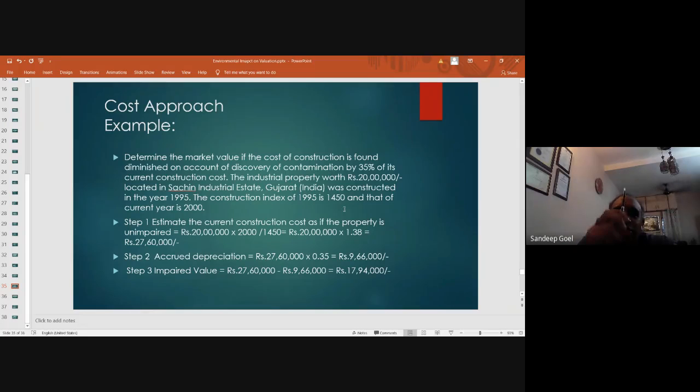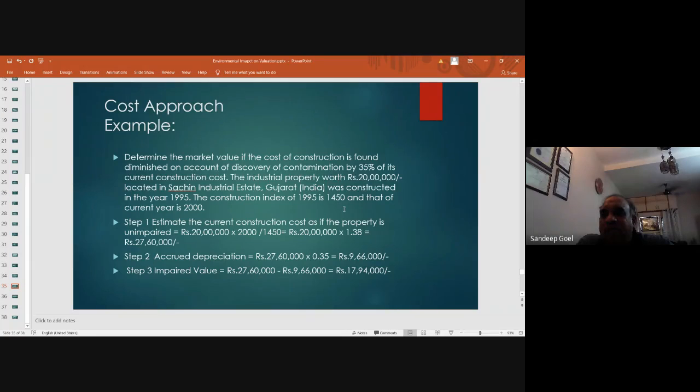Now, he is giving the two indexations. The indexation of 1995 he is giving, 1450. Current year's is 2000. Clear? We will calculate the multiplying factor. How much value of 20 lakh will come in the current year? To estimate the current construction cost, the property is unimpaired. Property is unimpaired. It is not contaminated. Clear? So 20 lakh multiplied by 2000 by 1450. That multiplication factor comes out to be 1.38. The property value has increased 1.38 times as compared to the 20 lakh in 1995 to the current year.